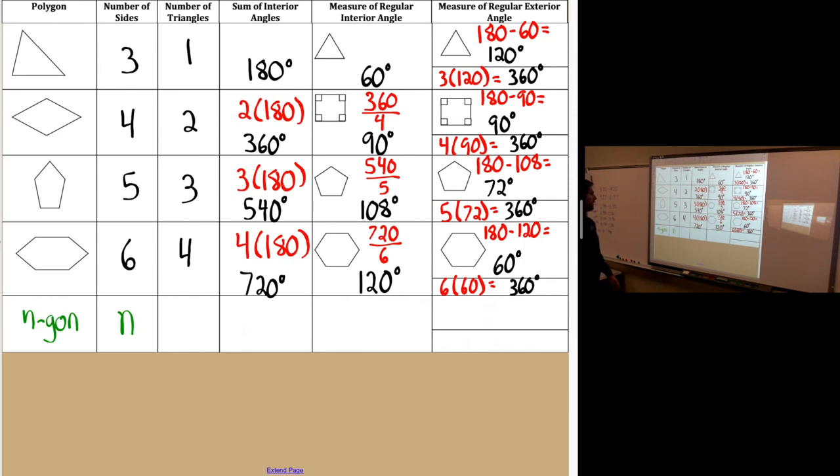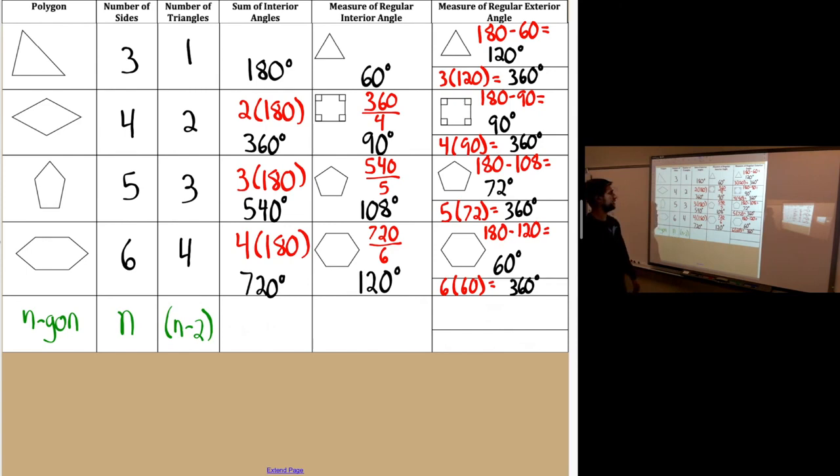Now, to find the number of triangles, notice we went from 3 to 1, 4 to 2, 5 to 3. How are we doing that? Well, we're taking the number of sides, and we're subtracting 2. So all we're going to do to create an equation is do n minus 2, where n is the number of sides.